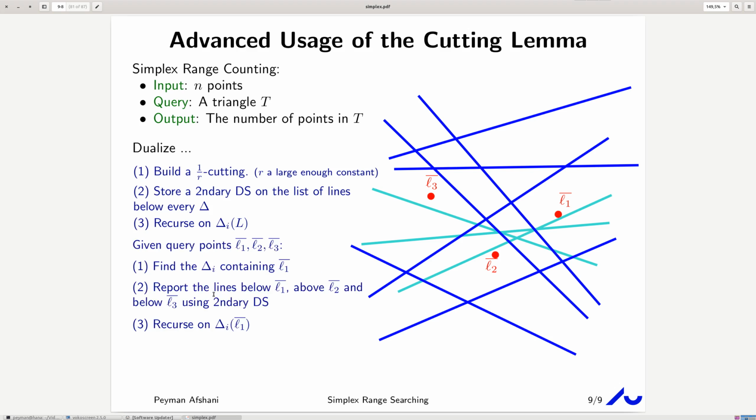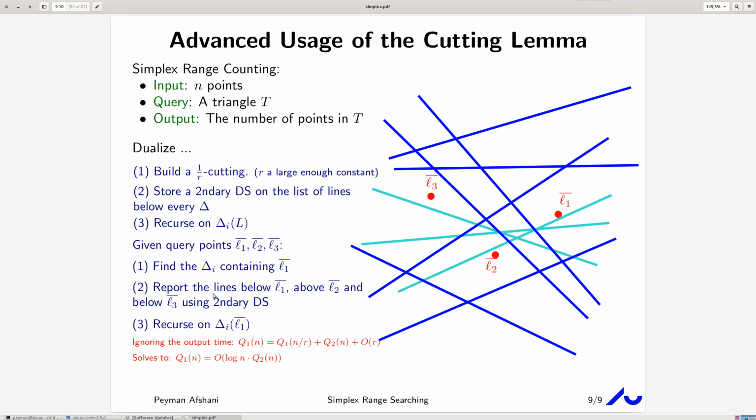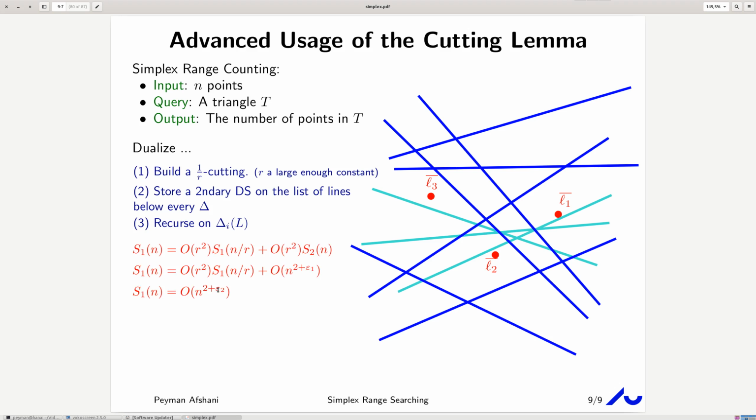So what is the query time? Sorry, before going to how the secondary data structure looks like, let's look at the query time. So what is the secondary data structure? Okay, wait, let me go back here. What is the secondary data structure supposed to do?